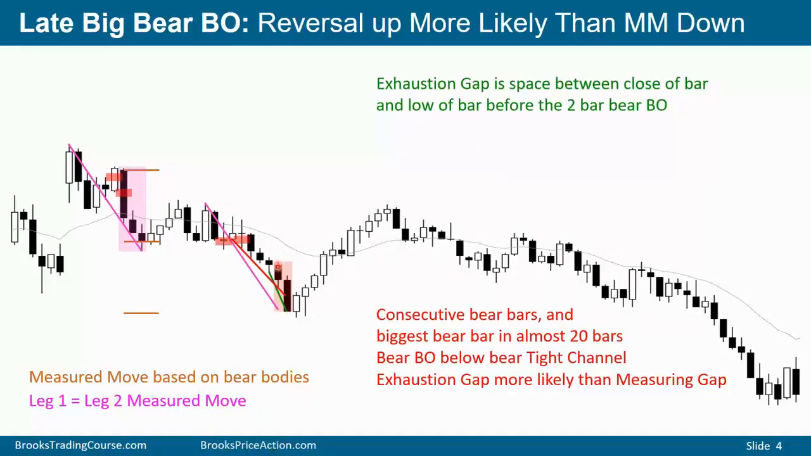We have a 2-bar breakout, 2 consecutive bear bars, bigger bodies closing near their lows. Maybe the breakout point is this low, and therefore the top of the gap is this low. The top of the sell climax is this high, and that is always a target whenever you have a sell climax late in a bear trend.